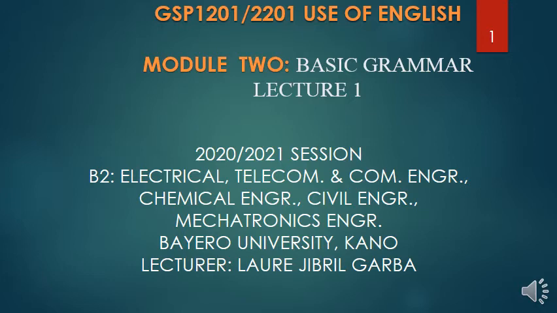This is our second module. In our first module, I explained to you that we have 7 different modules in this use of English, and in this second module we are going to look at basic grammar. This module is divided into 2. We are going to have lecture 1 and lecture 2. The first lecture focuses on basic grammar, and the second lecture focuses on English tenses.